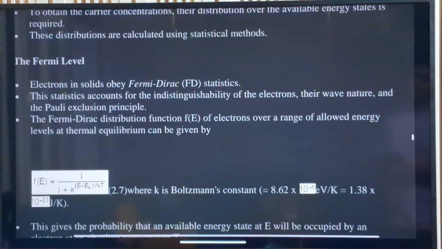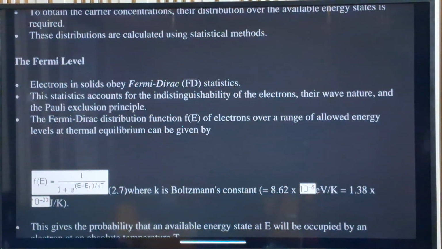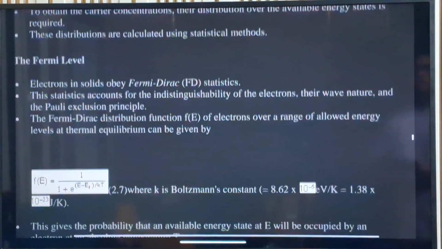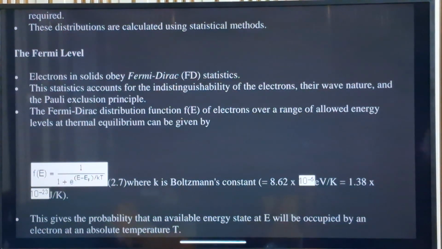Now, electrons in solids obey the said Fermi-Dirac statistics, right? This accounts for the indistinguishability of the electrons. Basically, when they're in the conduction band, you don't know which electron came from which atom. It also accounts for the wave nature that they show, and the Pauli exclusion principle.